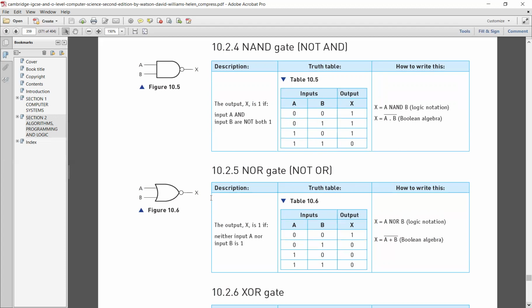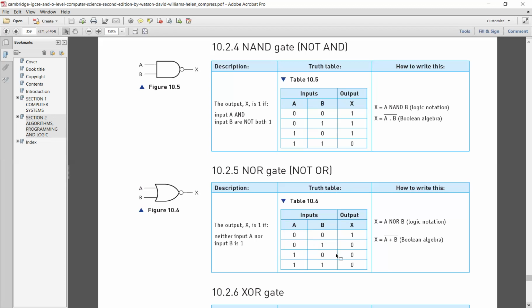Then you have the NOR gate. The NOR gate again is getting 2 inputs. And after the OR gate, you have the small circle. This is going to make it the reverse, or the NOTing. The output X is 1 if neither input A nor input B is 1. You can see the input 0 NOR 0, then you have the NOR process going on and the result is a 1. In all other cases, you can see the result is a 0.